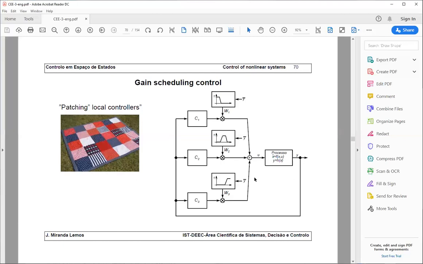And the third thing is to remember that you can use all the techniques that you have studied before to design linear controllers by applying them to the linearized model and then adding and subtracting in a convenient way the equilibrium points.